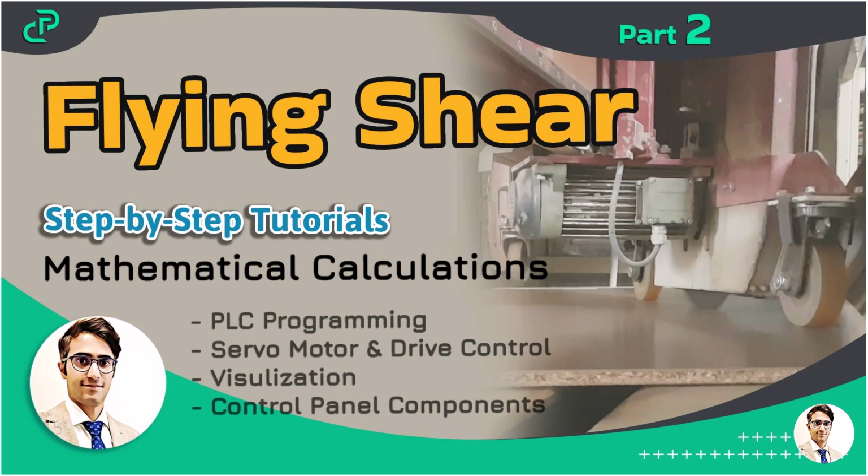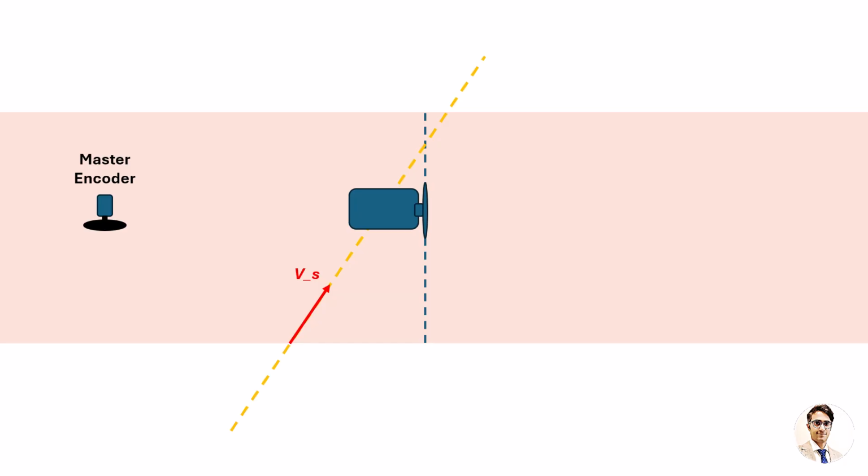Hello guys, in this video I will focus on the mathematical calculations related to flying shear. Since the saw moves diagonally relative to the product line at an angle theta, its velocity in the line direction is equal to Vs multiplied by the cosine of theta. I will refer to this velocity as VSL.